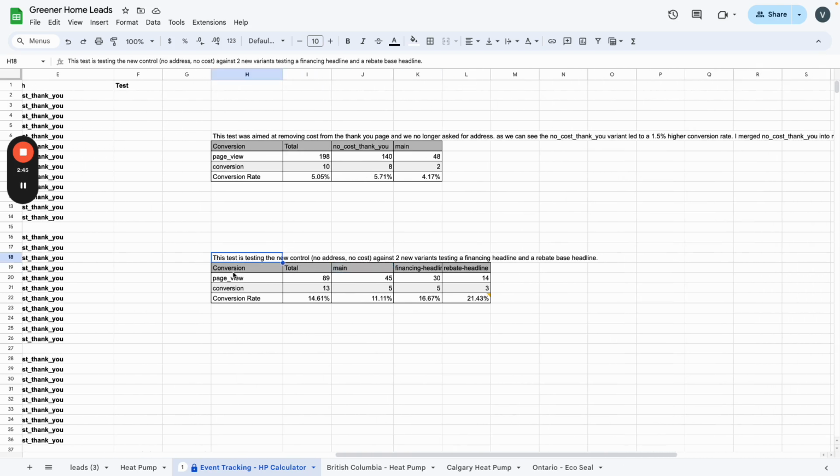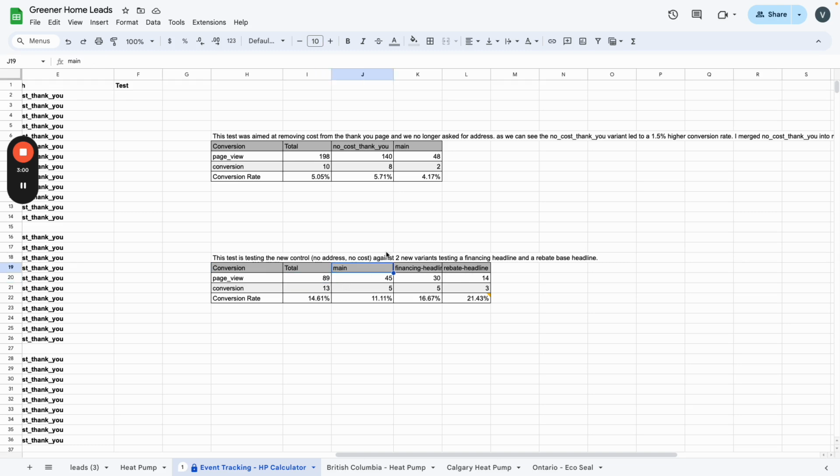But I thought it was super interesting. So if we come down here, we can see for conversions, we have the totals here. There's not a ton of data here yet. I like to have at least 150 to 200 actual page views before determining a winner. But you can see there's some early signs of success with some of the headline changes we've done.